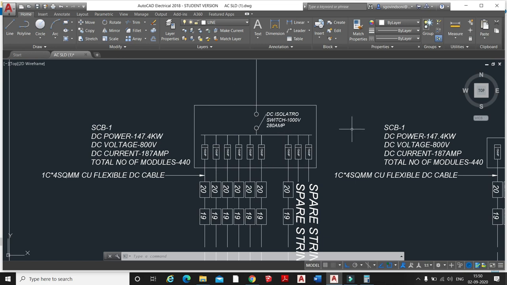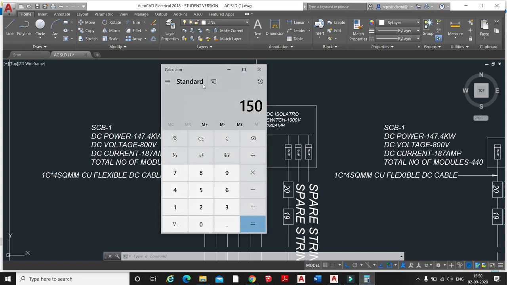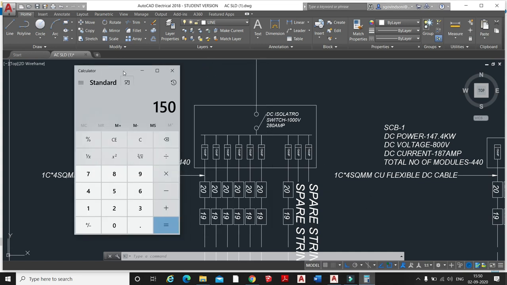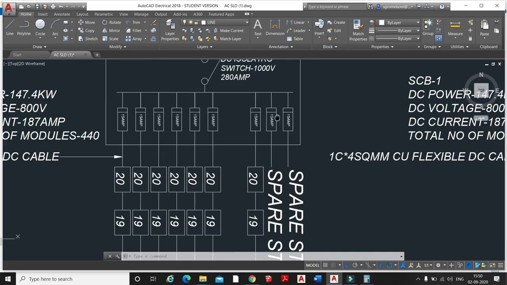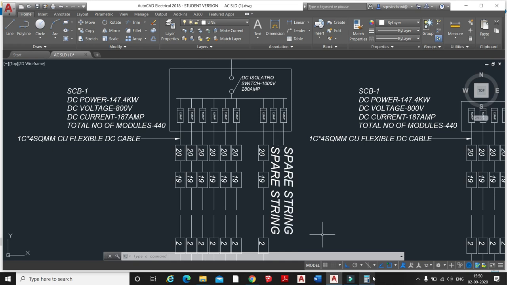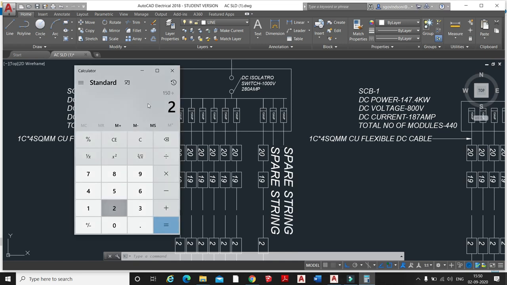Okay, so this is your string combiner box, and how we choose it: you can design the string combiner box for 18 strings, for 20 strings, for 22, for 24, or for 26 strings. It depends on your design. I am designing it for 24, where I put 22 strings in the string combiner box, and the rest of the two ways I will design for spare. So I will divide 150 by 22, then I will get the number of string combiner boxes. So a total of 7 combiner boxes I am going to choose for the 1 megawatt solar power project.